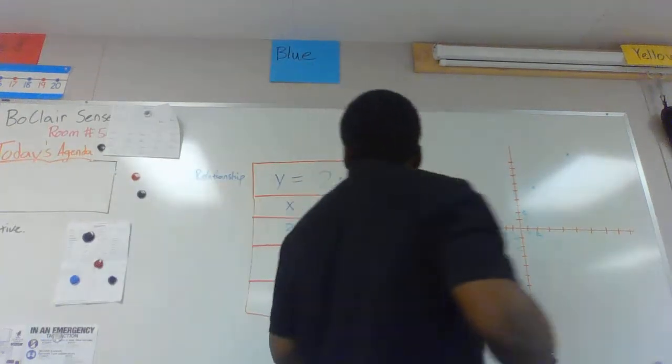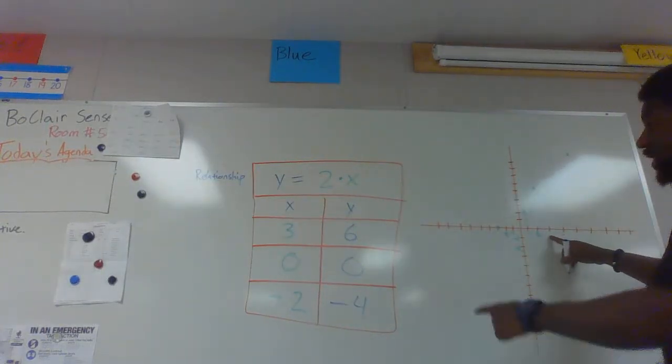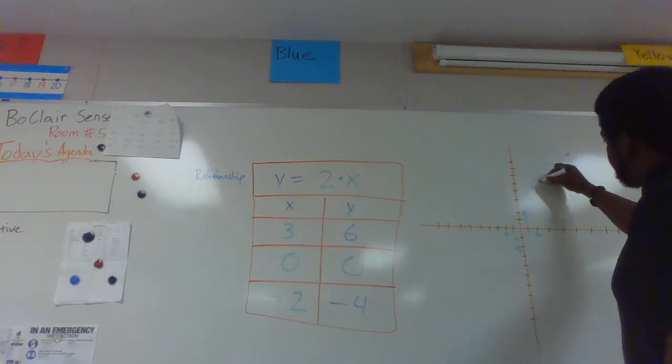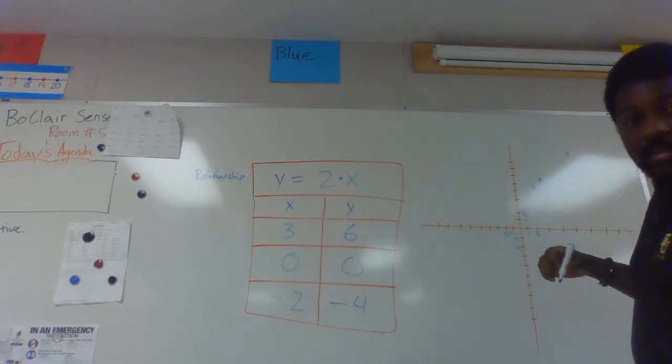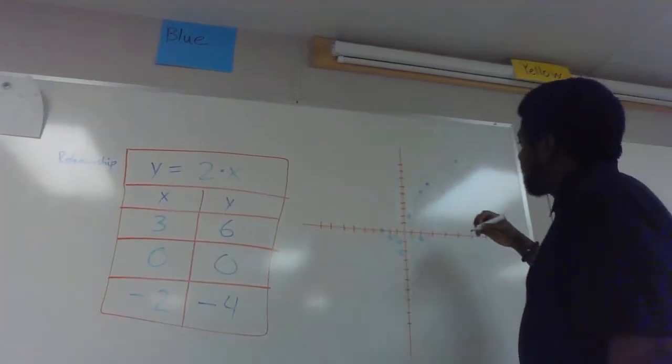Now I can plot my points using my table. My first point is at 3, 6. Starting at 3, go up 1, 2, 3, 4, 5, 6. 3, 6 is right about here. Sorry if that's hard to see. I will show you those points in just a second.